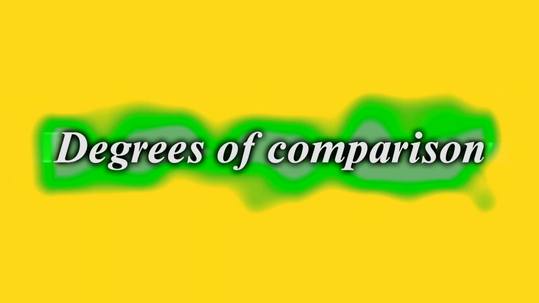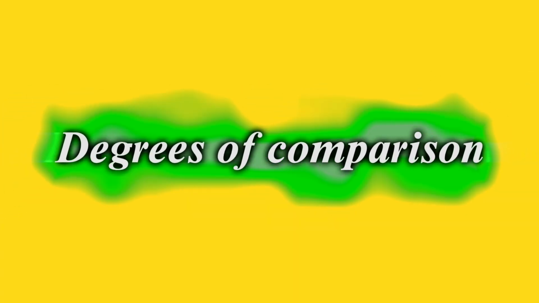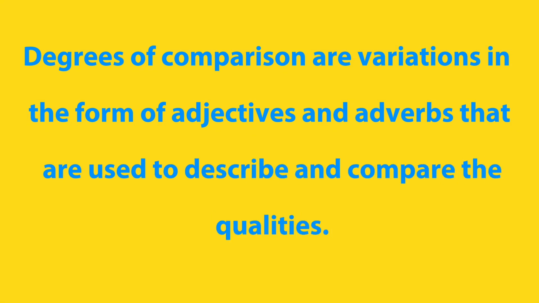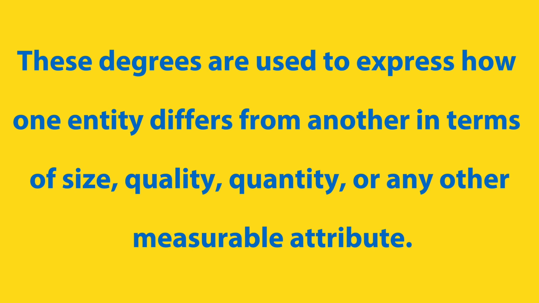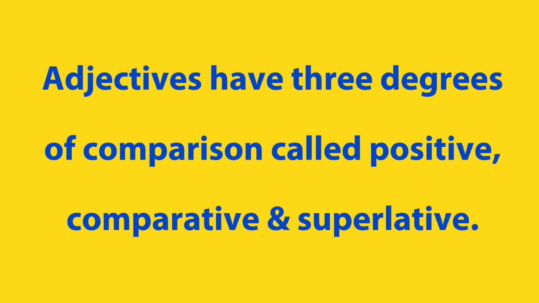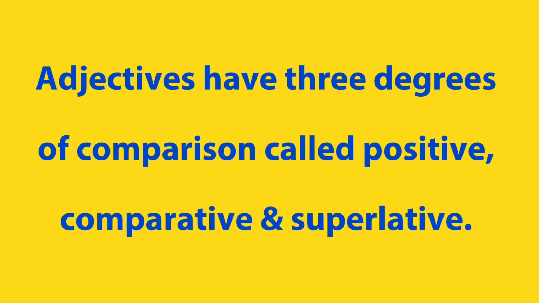Degrees of comparison. Degrees of comparison are variations in the form of adjectives and adverbs that are used to describe and compare the qualities. These degrees are used to express how one entity differs from another in terms of size, quality, quantity, or any other measurable attribute. Hence, adjectives show differences in amount or degree by the addition of function words or by changes in form. Adjectives have 3 degrees of comparison called positive, comparative, and superlative.